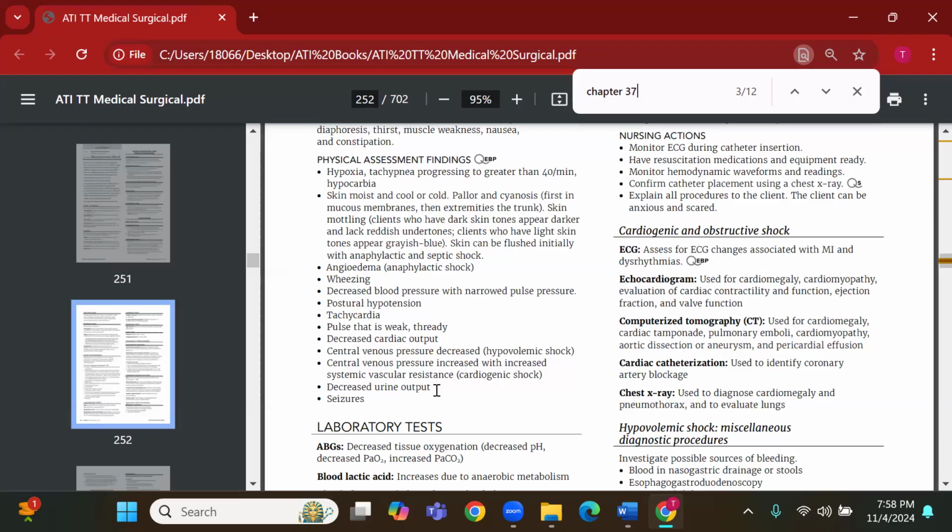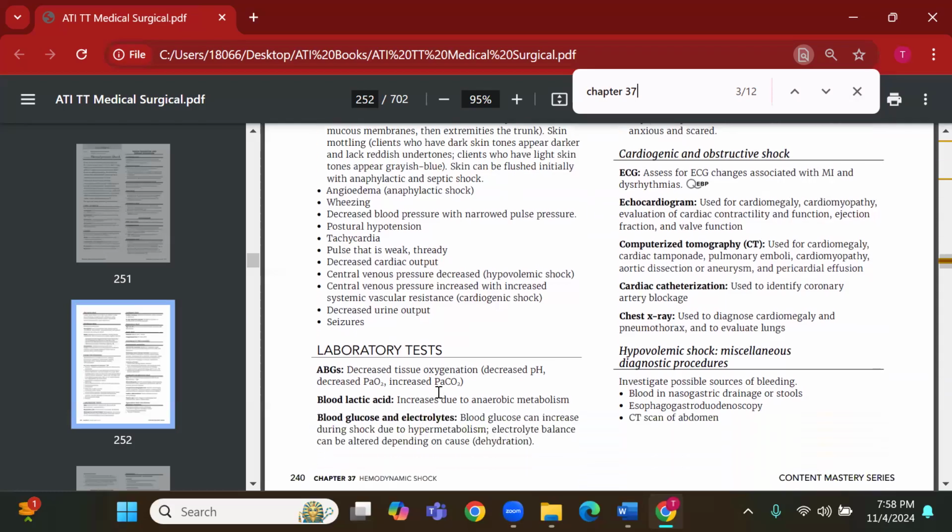Okay, so what would I worry about? What do I think they're going to bring up? They might say hypoxia. They might say low carbon, right? You might breathe really fast, tachypnea, 40 per minute. I think angioedema might come up with anaphylactic shock. I also think your decreased urine output is going to come up. Okay, so for you, I would think I would know that.